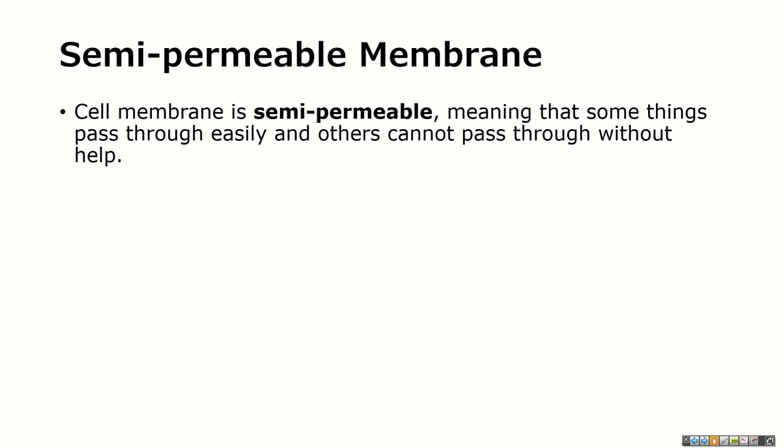Now, the other important thing about the cell membrane is that it is semi-permeable. Now, if it were completely permeable, that would mean anything could go in and out. And if it were impermeable, that would mean nothing could cross it, right? So semi-permeable or selectively permeable is how we sometimes say it, means that some things can pass through and some things cannot. And this gives the cell the ability to control the inside environment versus the outside environment.